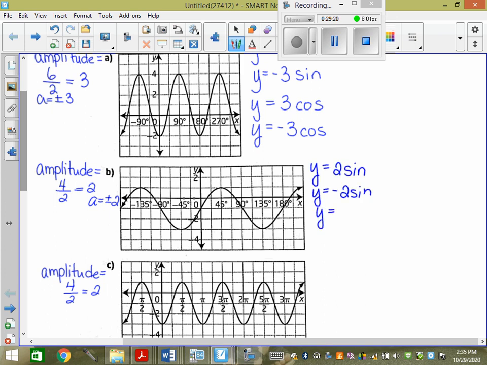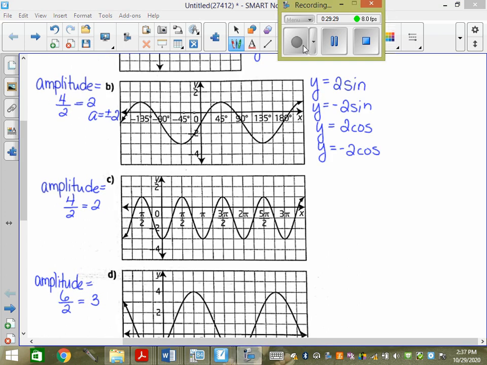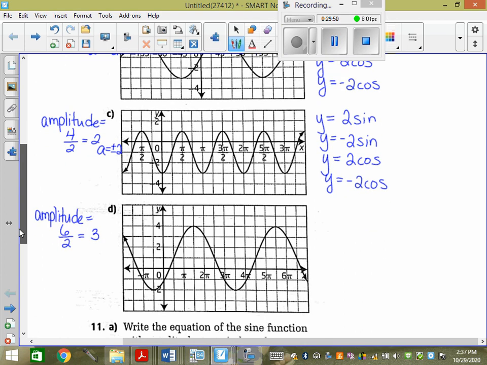Y equals 2 cos. Y equals -2 cos. So for these ones, my amplitude is 2, so my A value is plus or minus 2. So I'm going to get y equals 2 sine, y equals -2 sine, y equals 2 cos, y equals -2 cos. And then my amplitude here, so A is going to equal plus or minus 3.